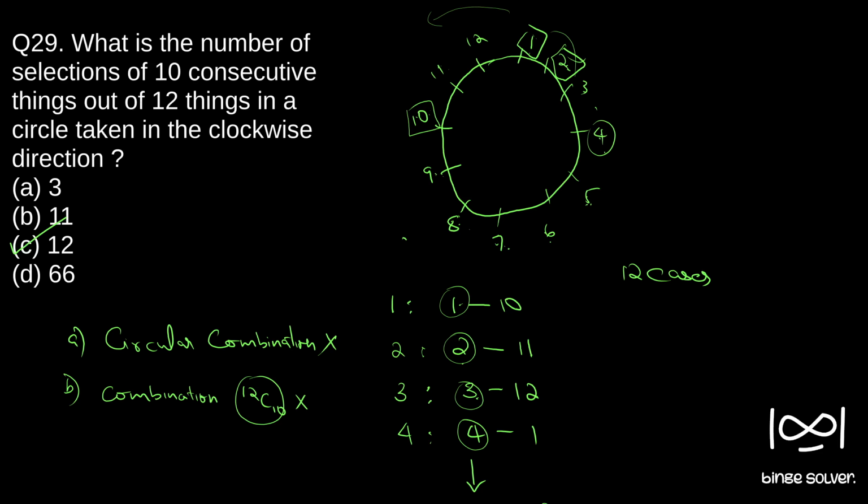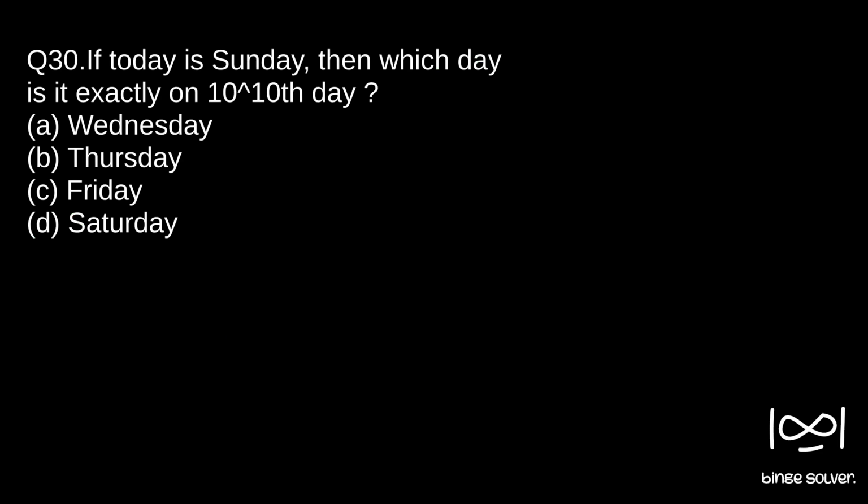Question number 30. If today is Sunday, then which day is it exactly on 10 raised to 10th day? So here, to find what day it is, we need to first find the remainder that 10 raised to 10 will have when divided by 7. Why is that? When we have the remainder, we can add that remainder to this Sunday and find which day it is. I'll explain that as we solve.